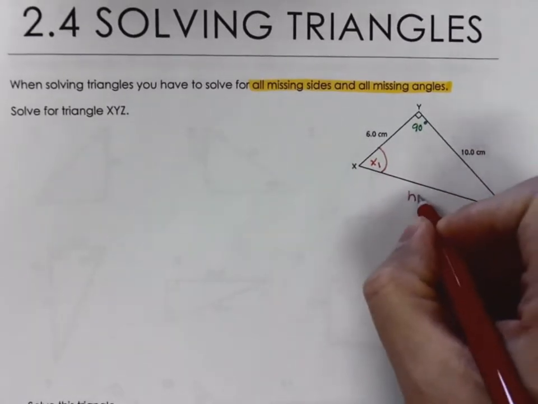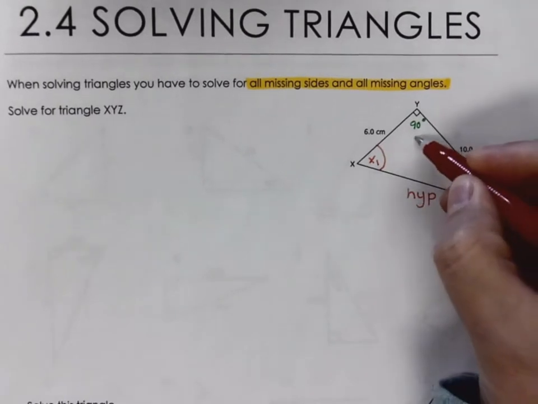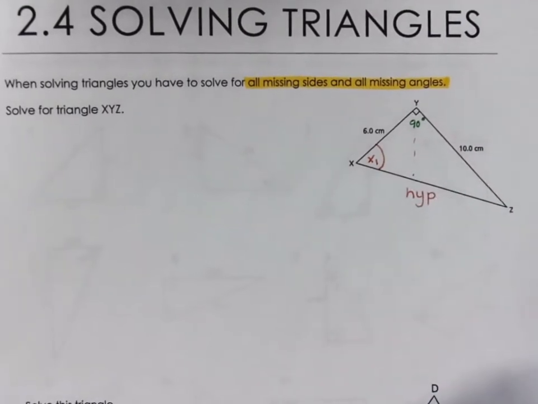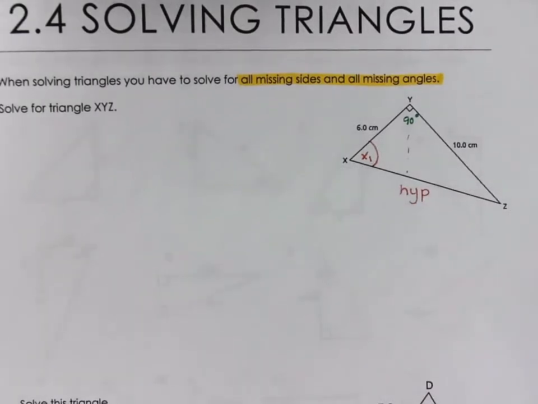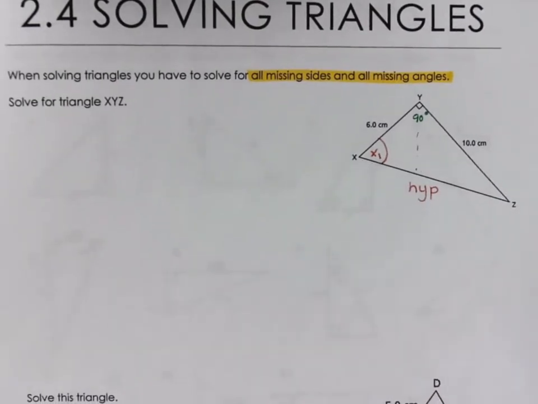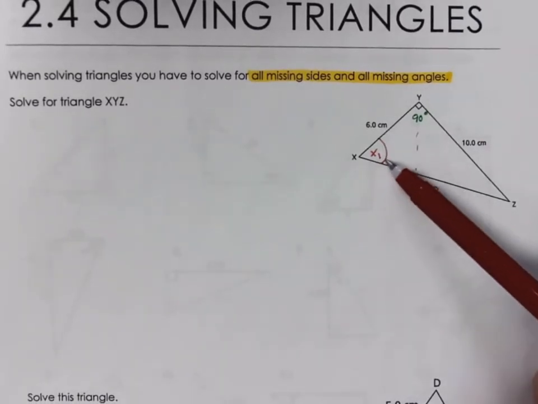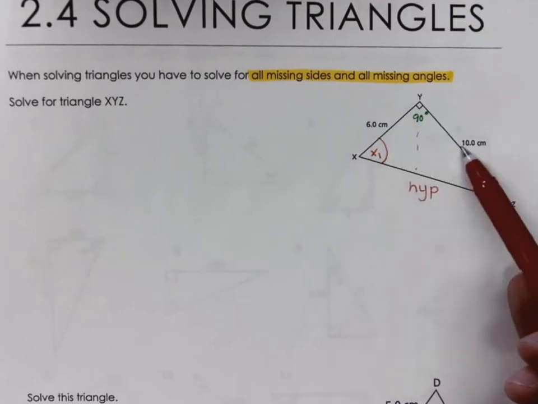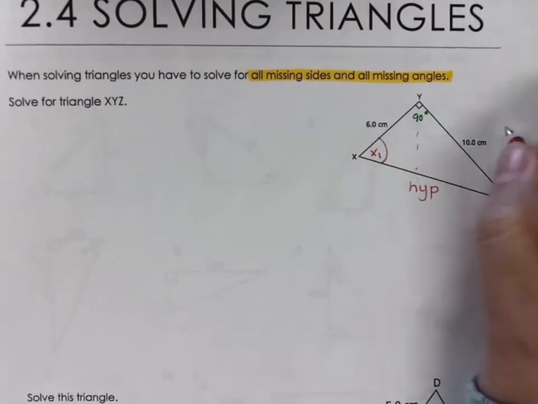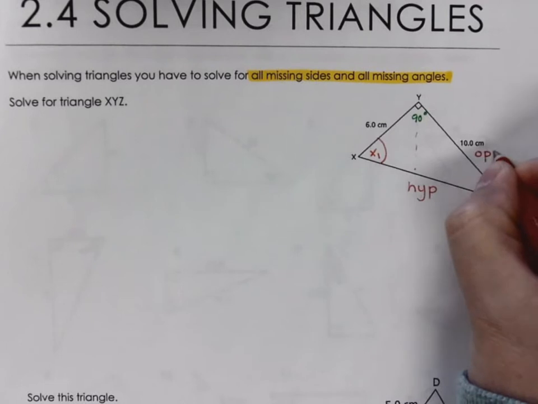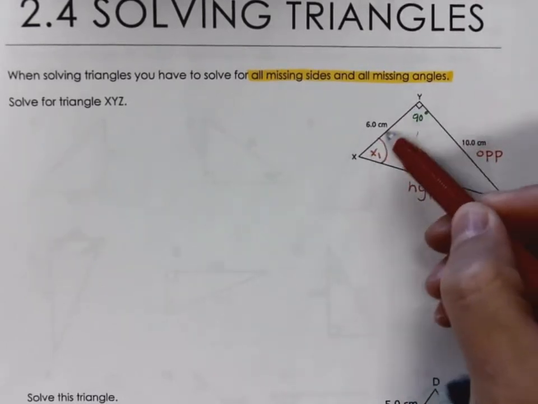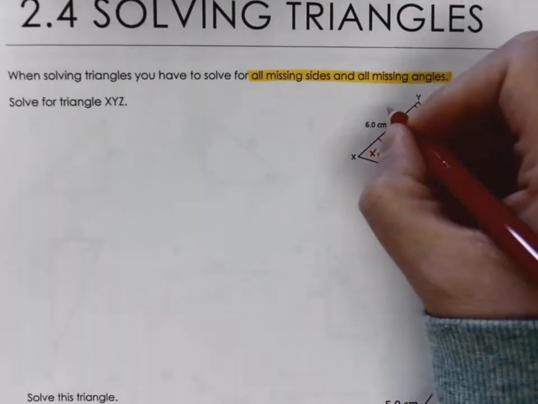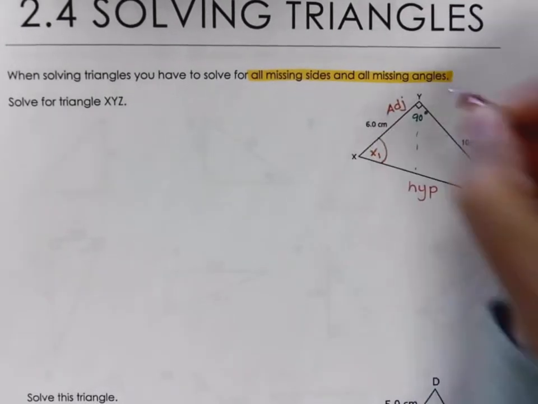This side is my hypotenuse because it's directly across from the 90-degree angle. It is also the longest side of the triangle, but I wouldn't go by longest side, because sometimes, especially if I'm drawing them, they're not drawn to scale. Here's my angle right here. The side that's opposite the angle is directly across from the angle we're trying to find. The side that touches the angle is our adjacent side.